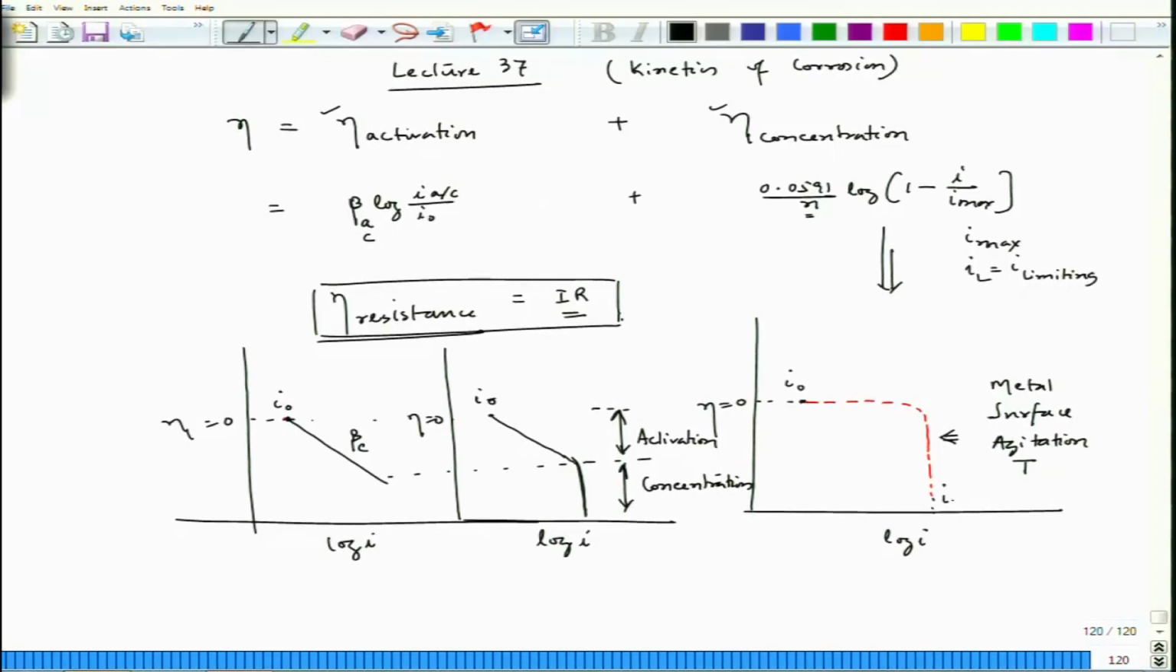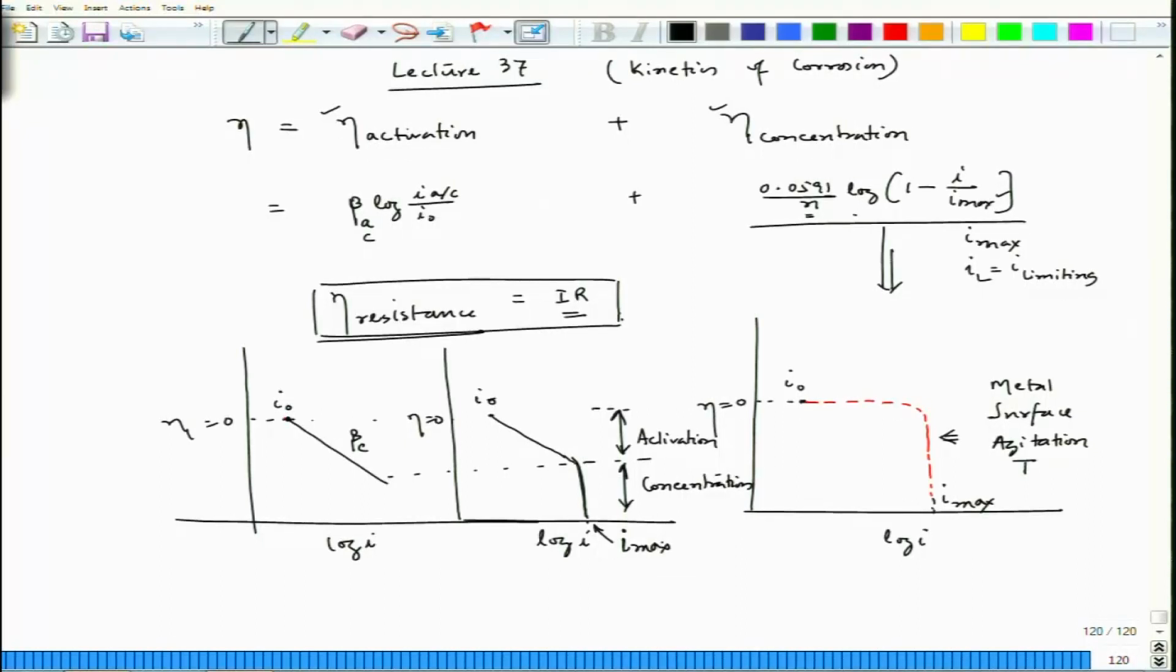This particular current is I max, since once I max is reached, you see that this over voltage becomes infinitely large. So when it reaches I max, it actually drops vertically with reference to the log I axis. That means this point is also I max.